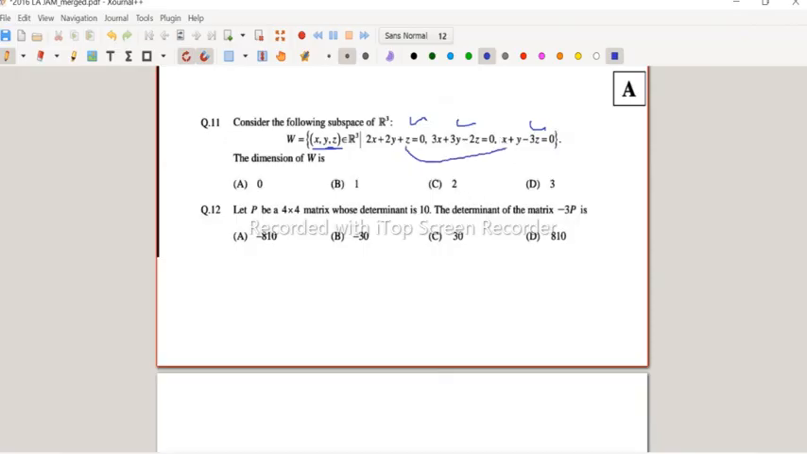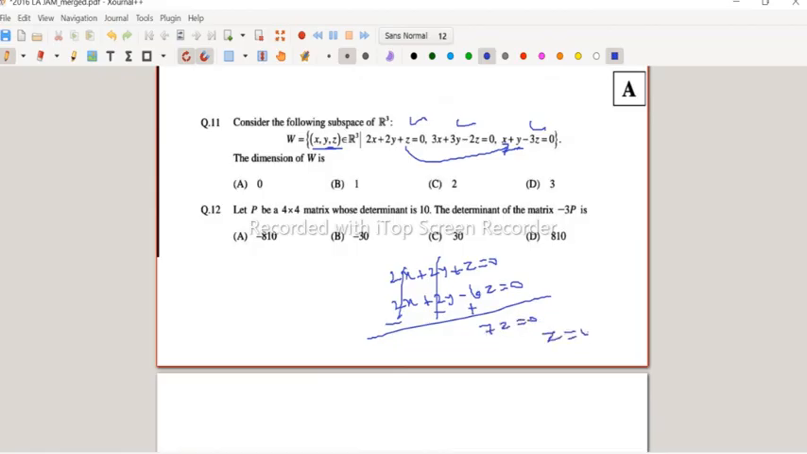For example, look at the last two equations. Keep the first equation, 2x plus 2y plus z equal to 0. Now multiply the last equation by 2, and we get 2x plus 2y minus 6z equal to 0. Now subtract these two equations. These two terms cancel and this one is plus. Therefore we get 7z equal to 0, so z should be 0. Now we have reduced one variable, and this is nothing but 0.